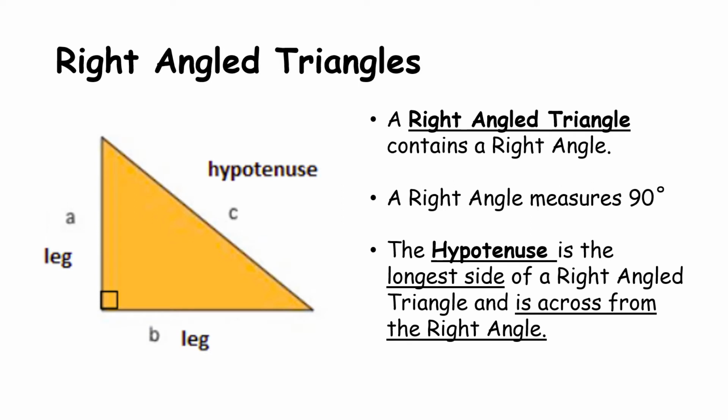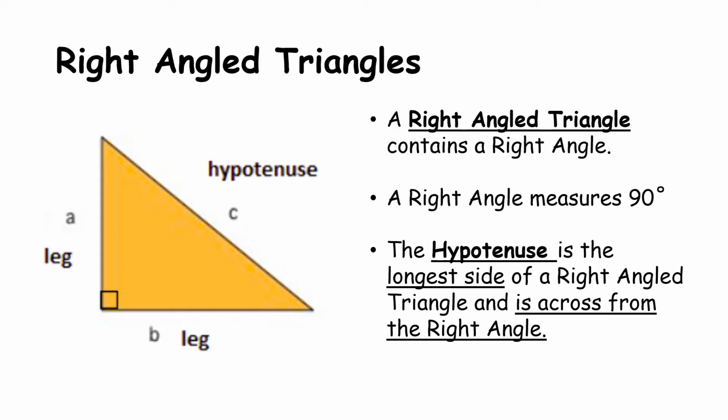So let's do a really quick revision on right angle triangles. I have a right angle triangle here. A right angle triangle is one that contains a right angle. Do be aware that it's important that you never assume that it's a right angle triangle. There is always something to indicate, like our square here, to tell us that that is a right angle. A right angle measures 90 degrees.